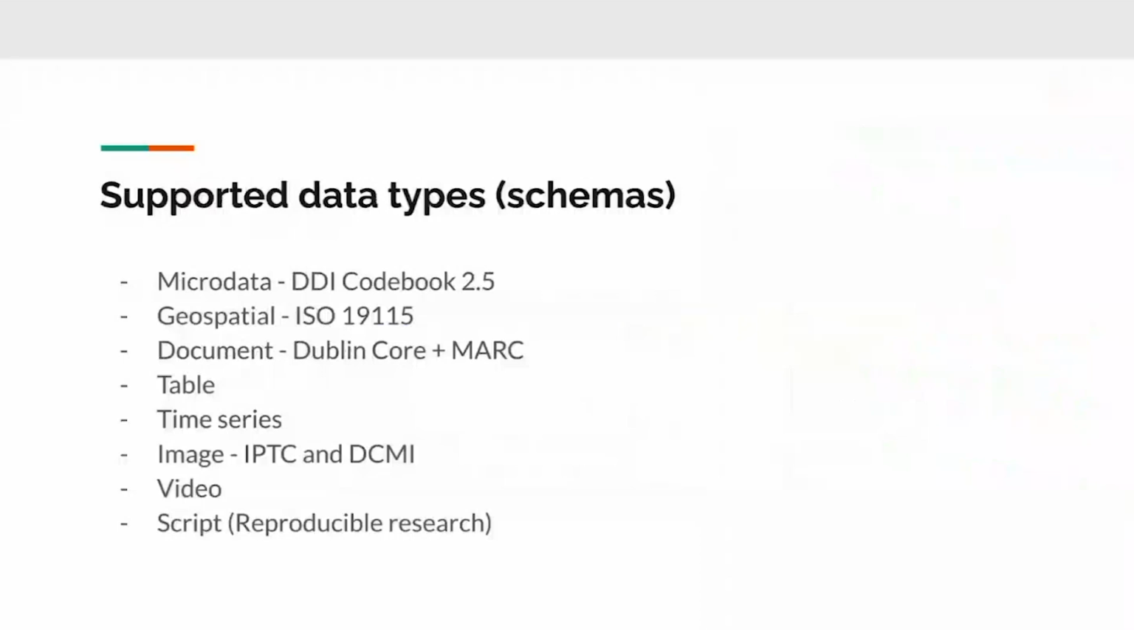Currently, the metadata editor supports the following data types. We support DDI Codebook 2.5. We have done a geospatial schema as well. Then we have table and documents, which are based on Dublin Core and some fields from the MARC standard. We have done a custom schema for time series. Then we have image, which is based on a standard called IPTC and a more known standard called DCMI. We have another schema for documenting videos, and one more is script.